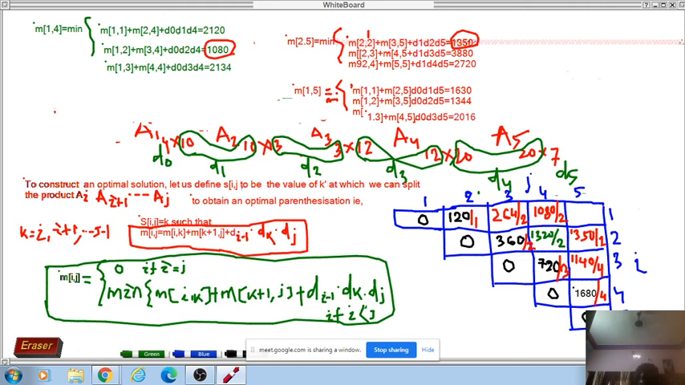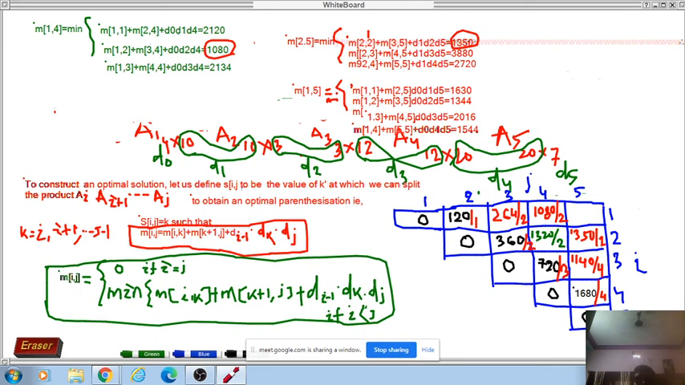You can check the value. The value is not mandatory correct. Some value may be missing, but I am writing directly. Okay, you can check it. But the minimum is correct. Whatever minimum I have taken, that is correct. M of next 1 4, plus m of 5 5, plus d0 d4 d5. So ultimately your answer will be equal to 1544.